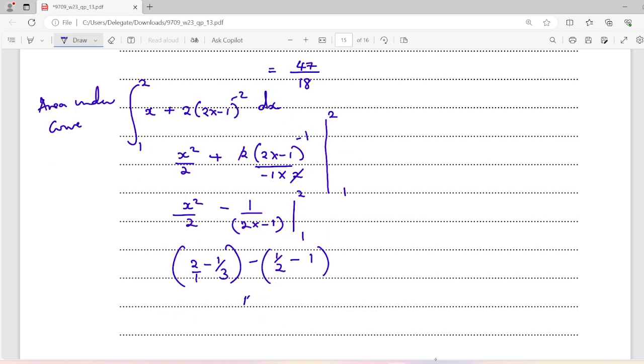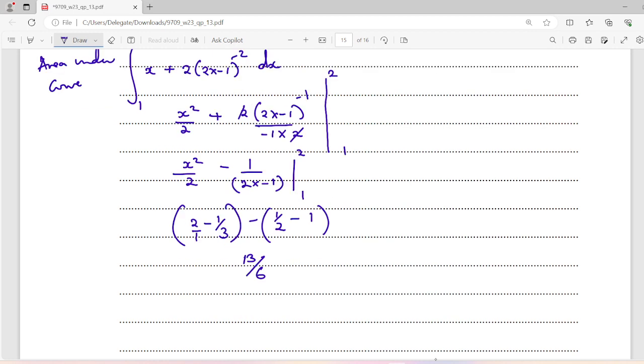So the real area of the shaded region would be the area of the trapezium, which is 47 out of 18, minus 13 out of 6. When you work it out, you could consider looking for the LCM or use a calculator. The LCM is actually 18, then 47 minus 39, and you end up having your answer as 8 over 18, which is 4 over 9, as our area of the shaded region.